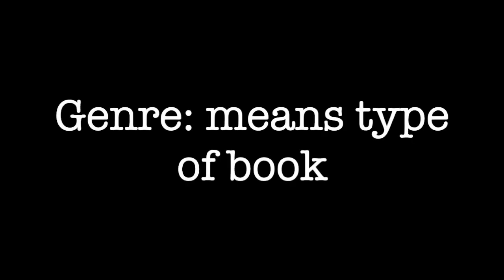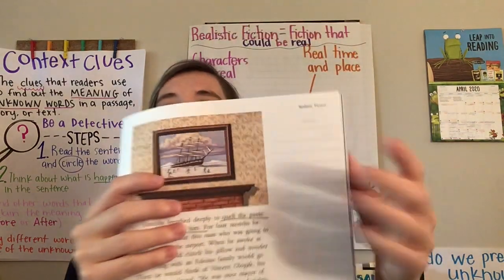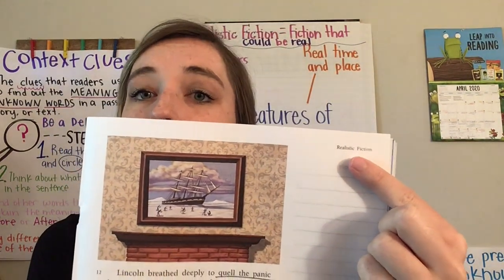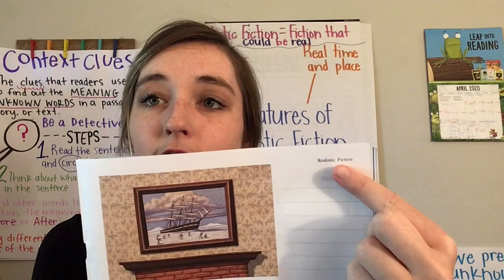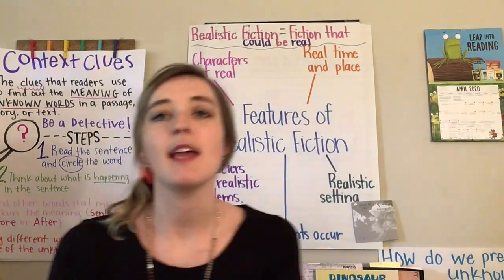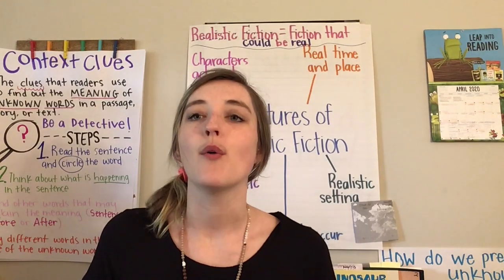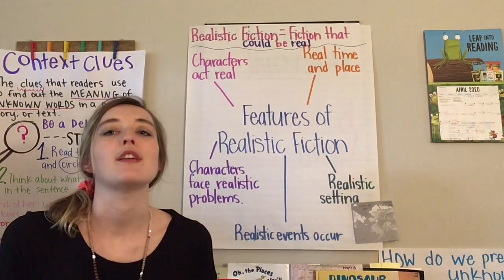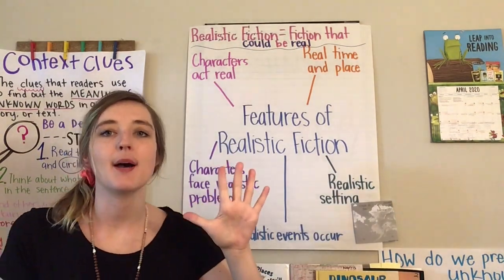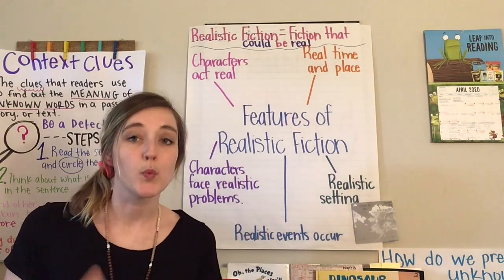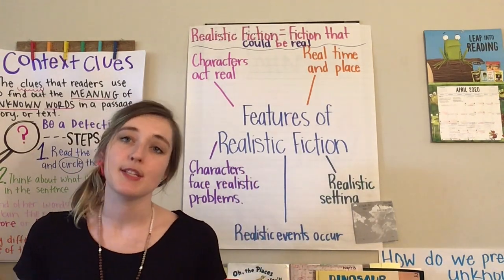So genre means the type of book that we're in. If you look on page 13, in the corner of our text it always tells us what the genre is. It says realistic fiction. That's what we're going to be talking about today. We're going to be talking about why it is called realistic fiction. So let's go. Okay, so there are kind of 5 main reasons why a story is a realistic fiction.